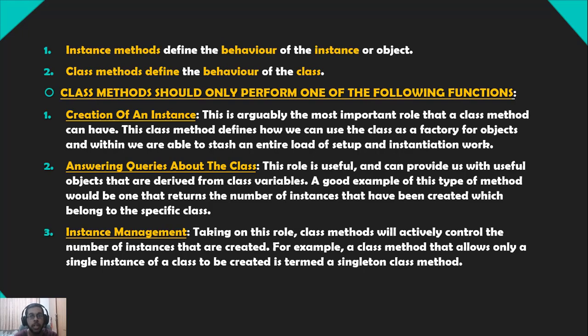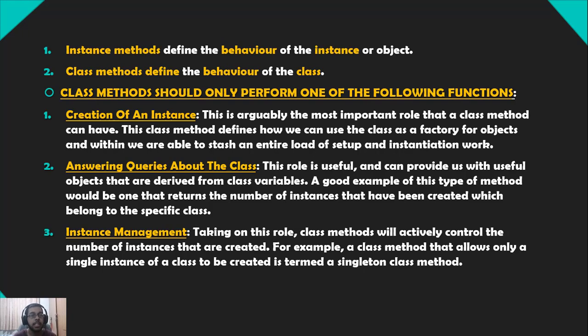Class methods should only perform one of the following functions. Number 1, creation of an instance. This is arguably the most important role that a class method can have. This class method defines how we can use the class as a factory for objects, and within we are able to stash an entire load of setup and instantiation work. Number 2, answering queries about the class. This role is useful and can provide us with useful objects that are derived from class variables. A good example of this type of method would be one that returns the number of instances that have been created which belong to the specific class.